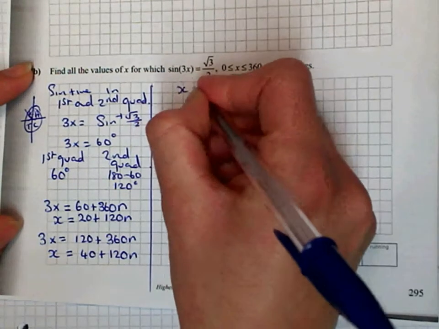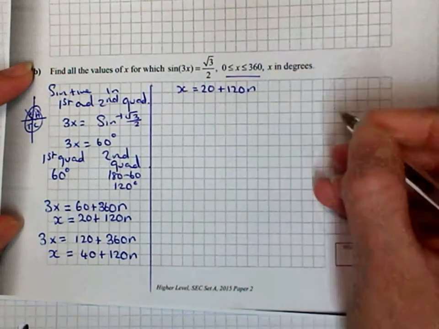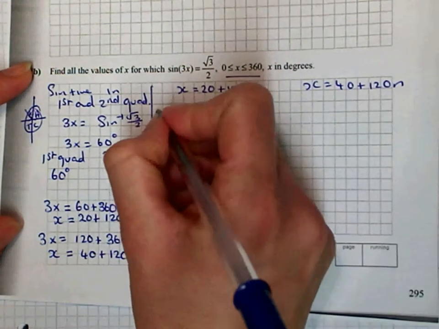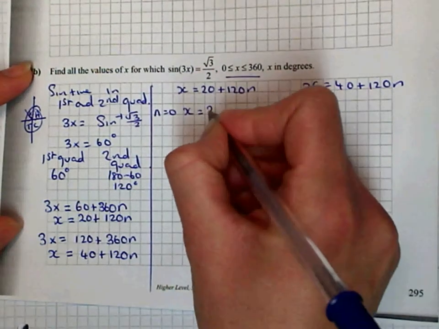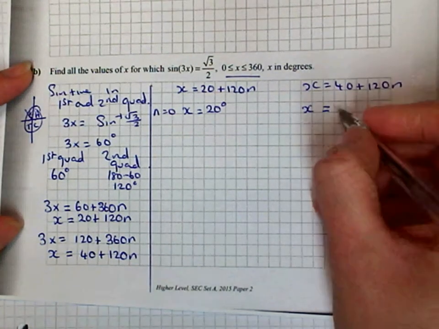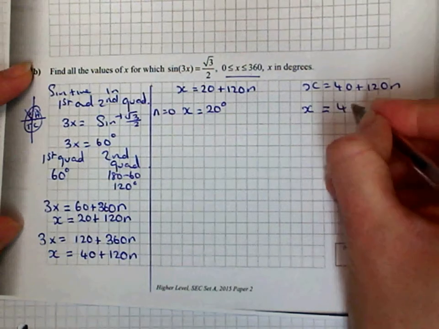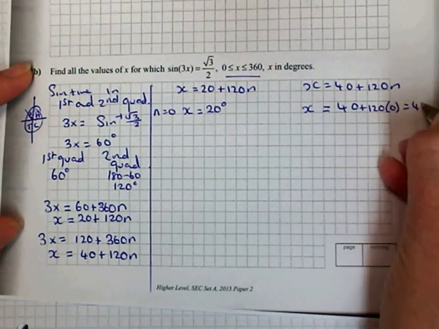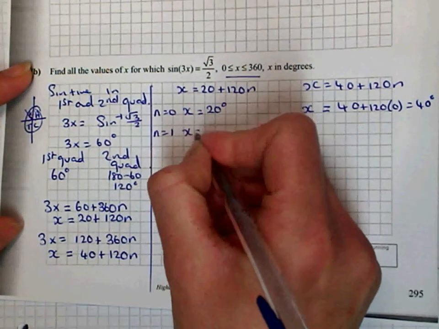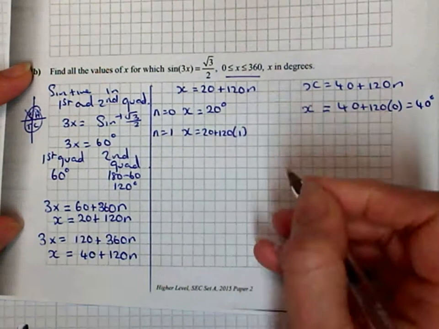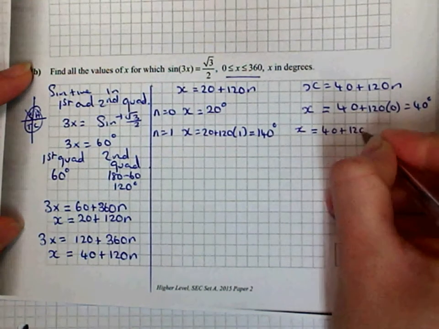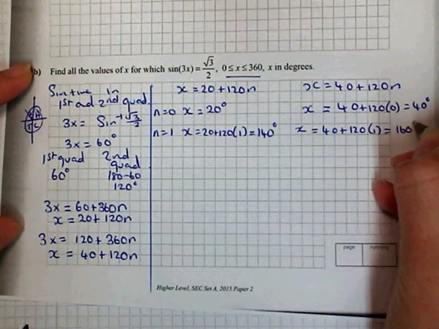So now to get our values, x is equal to 20 plus 120n, and x is equal to 40 plus 120n. So n equal to 0, x is equal to 20 plus 120 by 0, which goes to 0, and then added to 20 is 20 degrees. And this here is 40 plus 120 by 0, which just gives you an answer of 40 degrees. So that's well within our range. So n equal to 1, x is equal to 20 plus 120 by 1, and we get an answer of 140 degrees within our range. x is equal to 40 plus 120 by 1, which is 160 degrees, which is well within our range.